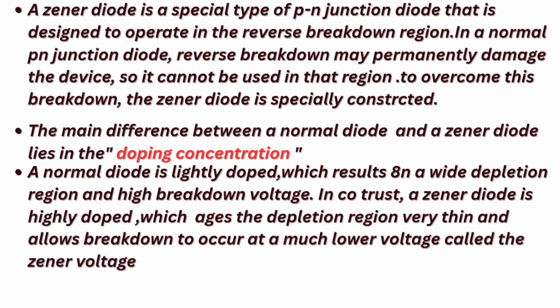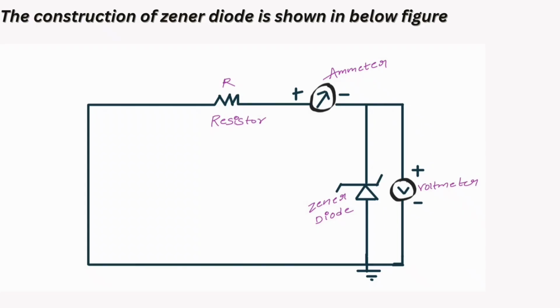In the normal diode it requires a large amount of voltage to get breakdown, and by applying that the diode gets damaged permanently. So to overcome that, they use a small voltage through doping concentration, and this is the construction of a zener diode. See, according to this construction, and not only this circuit diagram, in any circuit diagram the ammeter should be connected to the device in series. And the voltmeter should always be connected in parallel.